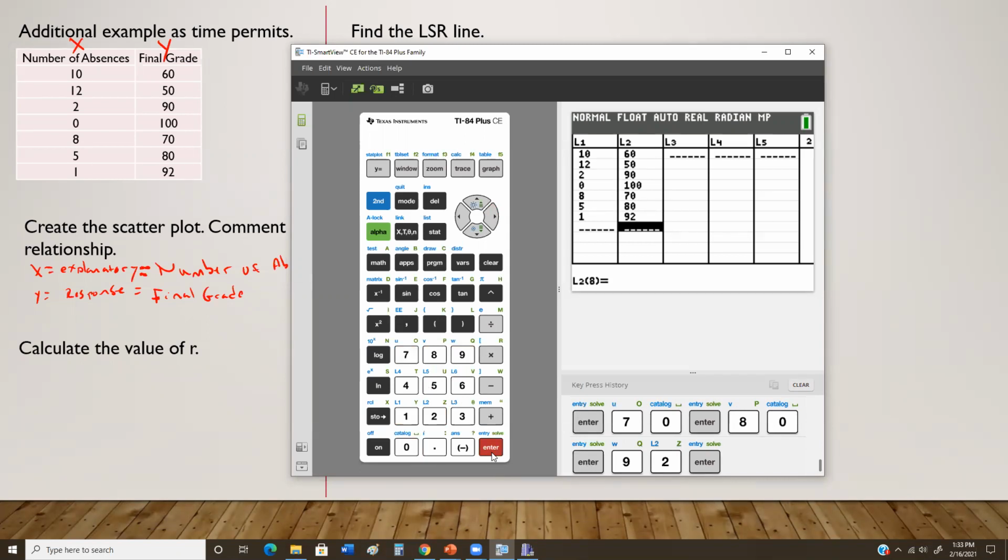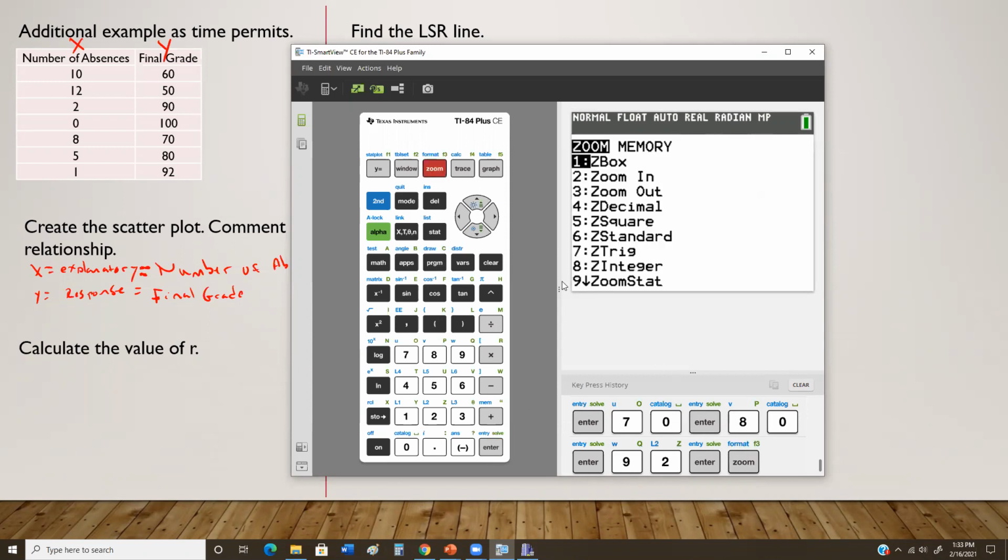All right. How many people got the data plugged in with me here? Got a couple. Got it. Okay. So the next thing I want to do is look at the scatter plot, right? So how do I do that? Zoom 9. Yep. You're going to hit zoom, and then it's option number 9, because the window is zoomed to your previous example.